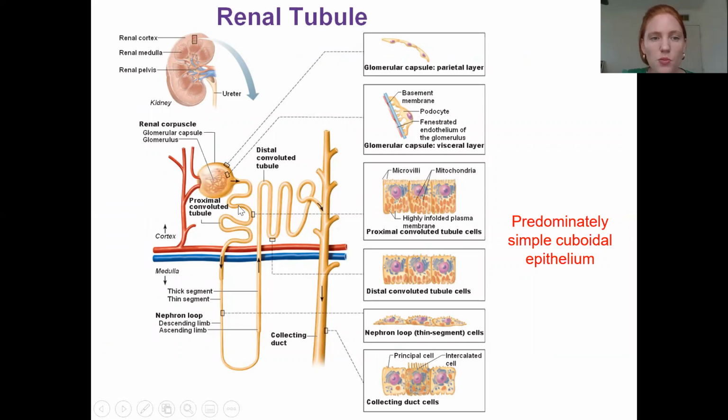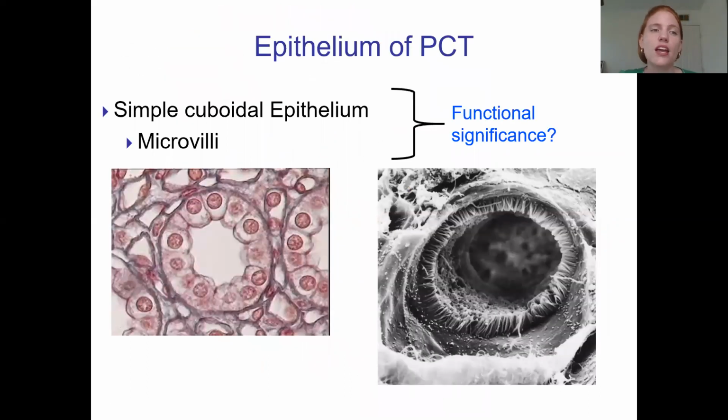Both the proximal convoluted tubule and the distal convoluted tubule, and some of the thick segment of the loop of Henle as well, are going to be made up of simple cuboidal epithelium. So remember, simple meaning there's still one single layer. Looking inside the proximal convoluted tubule, this is what it looks like. You've seen this before already in histology at the very beginning. Okay, so one single layer of cubes or square cells.